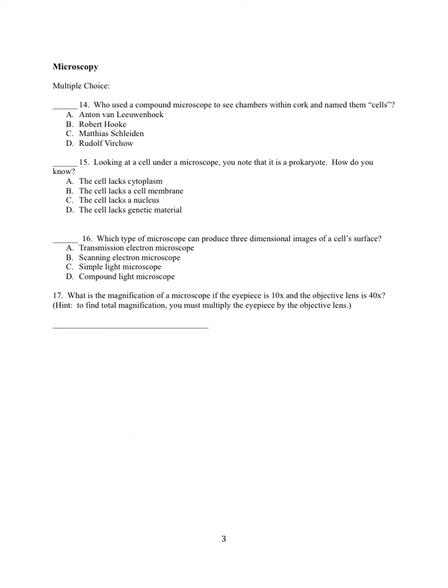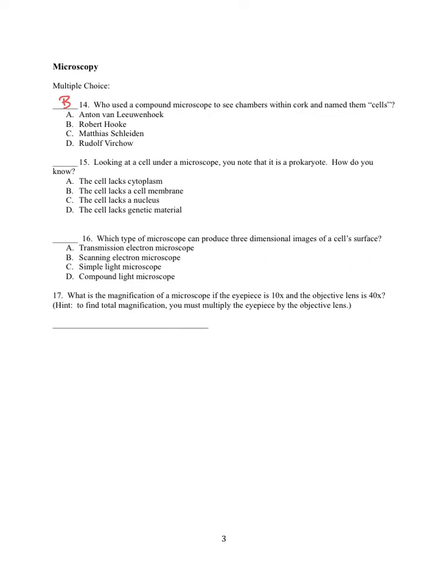Next, we'll review a little bit about microscopes and microscopy. Number 14 says, who used a compound microscope to see chambers within cork and name them cells? And so if you recall from your notes, the first person to look at something under a microscope and identify cells specifically as a structure was Robert Hooke. So that's letter B.